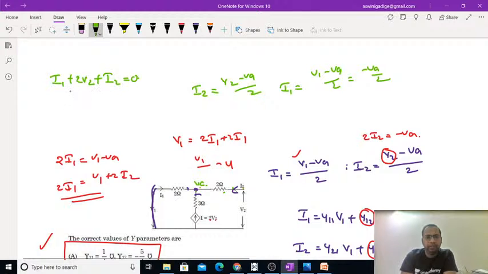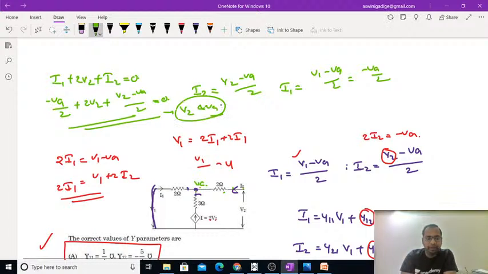Now here what I am doing is, let's take I1, that is minus VA by 2, plus 2V2, plus here I2 is there. I2 I got as (V2 minus VA) by 2. Now based upon this expression, if I simplify this one, then I will get the relation between V2 and VA. So based upon that relation, you can substitute whatever the V2 and VA is there.